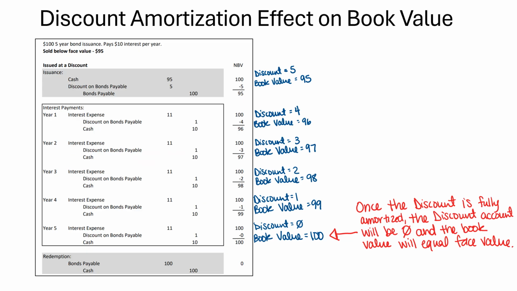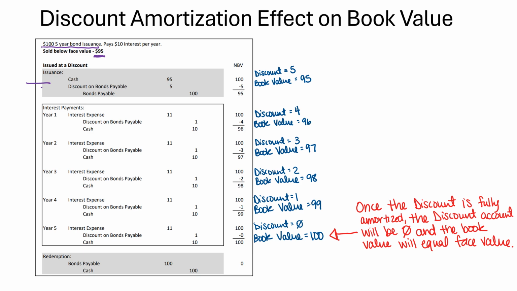This is an oversimplified example because the values are so small, but just to give you an idea. In this example, it is a $100 5-year bond, and it pays $10 in interest per year. So it's sold below par value for $95. What that means is that it was sold at a discount. The discount amount was $5.